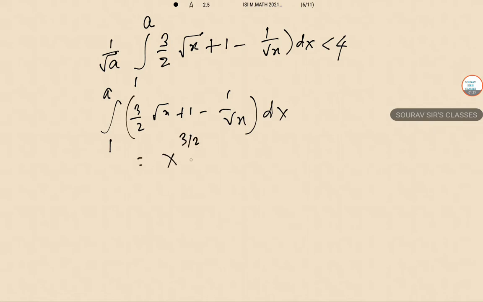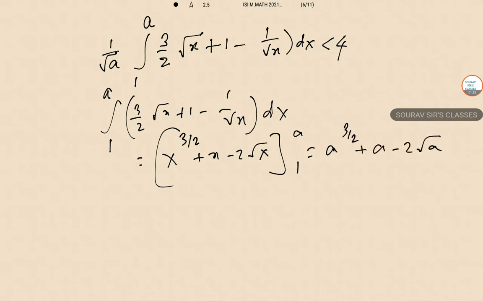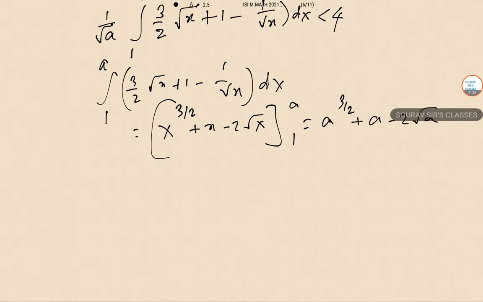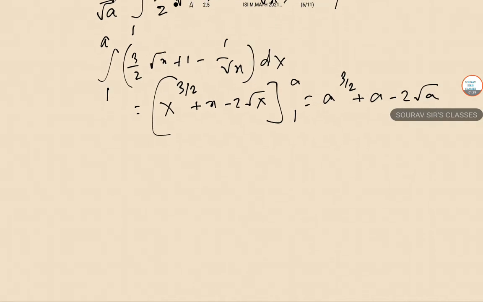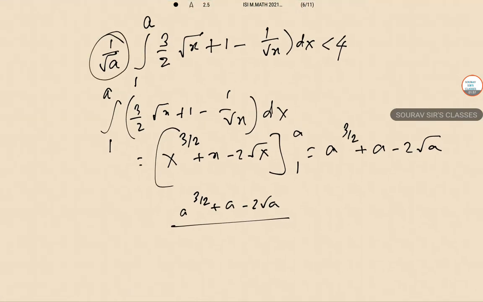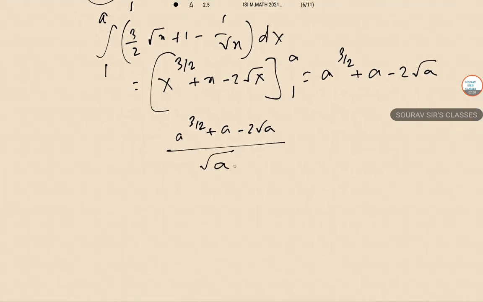So this is x to the power 3 by 2 plus x minus 2 root x, evaluated from 1 to A, and this will be, putting the limits, A to the power 3 by 2 plus A minus 2 root A. Now another form of the inequality: A to the power 3 by 2 plus A minus 2 root A, whole divided by root A. There was a root A outside in this question, this root A. So now if you put that root A, this will give you less than 4.